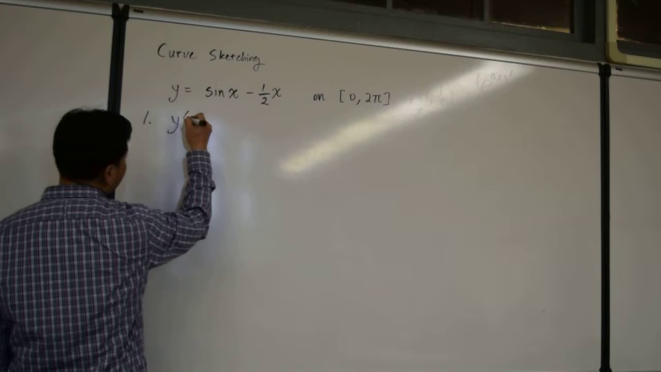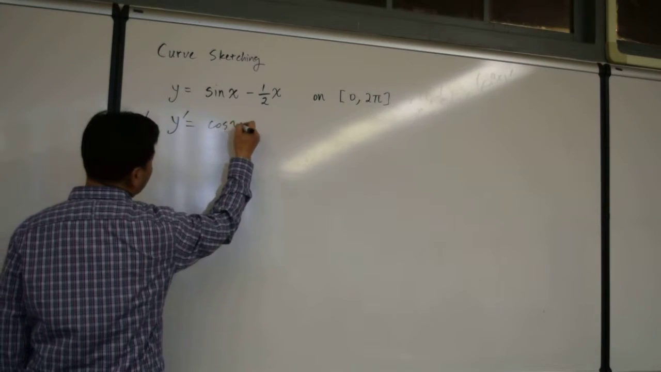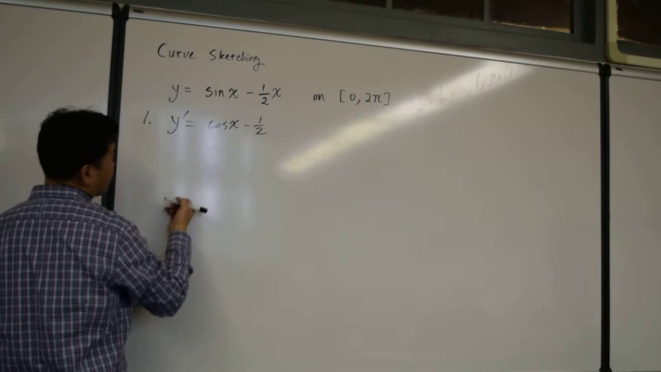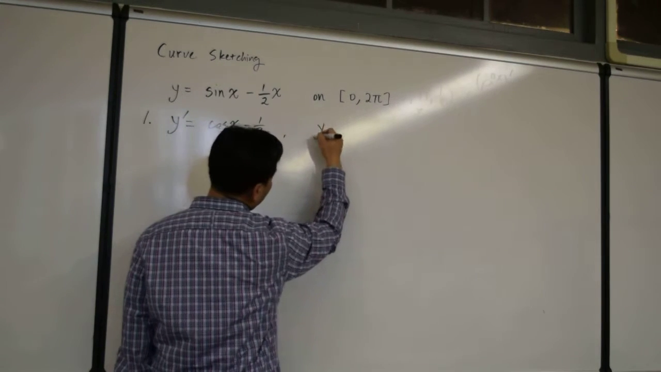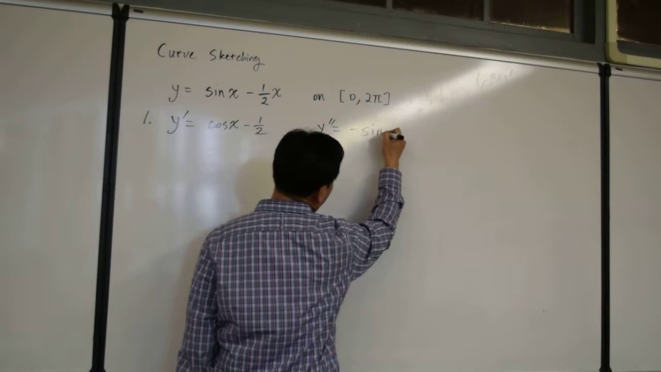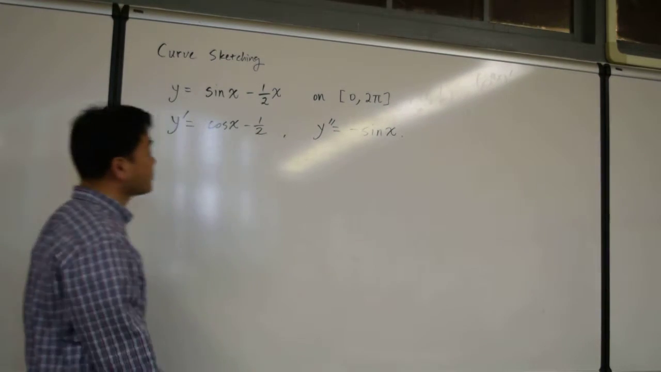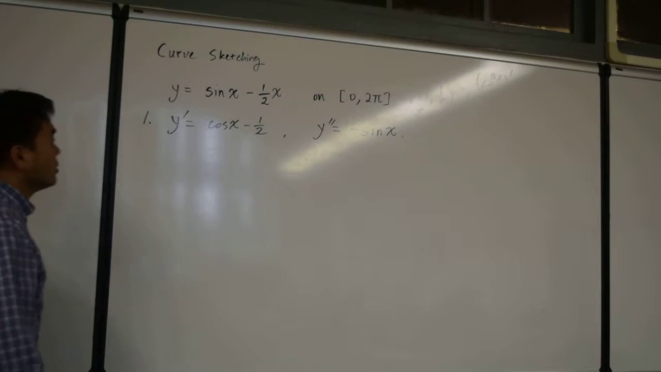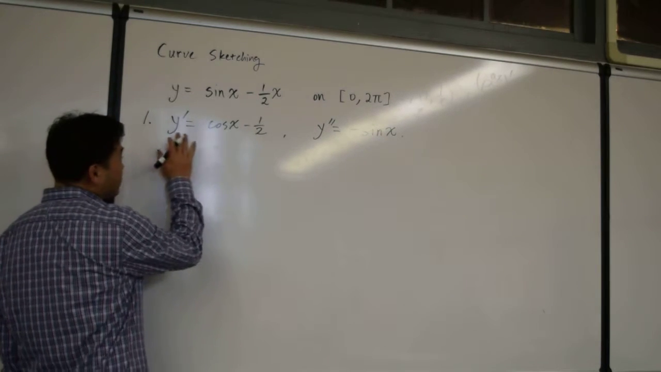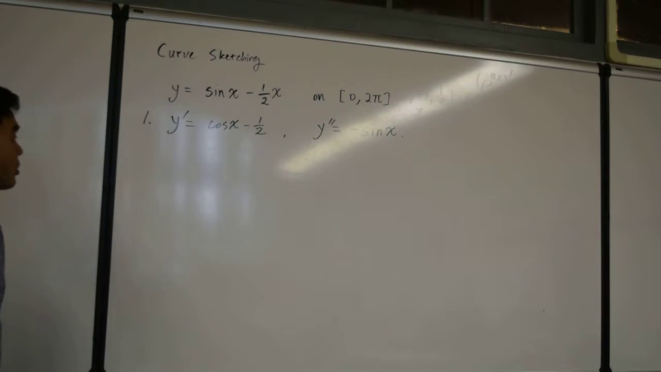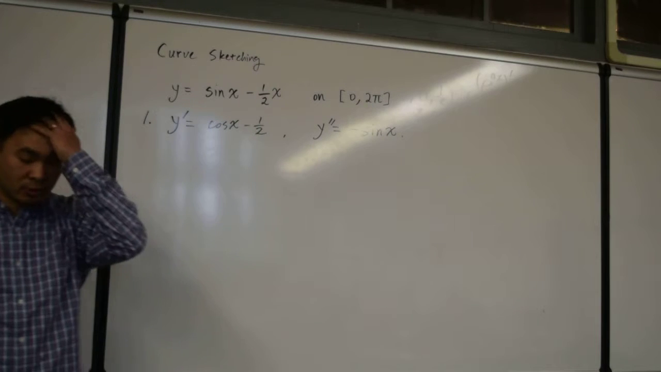First, the derivative, cosine x minus 1/2. And also the second derivative is the derivative of this, which is negative sine of x. Okay, we are interested in the sign of y prime and the sign of y double prime, and also the points where these are equal to 0.